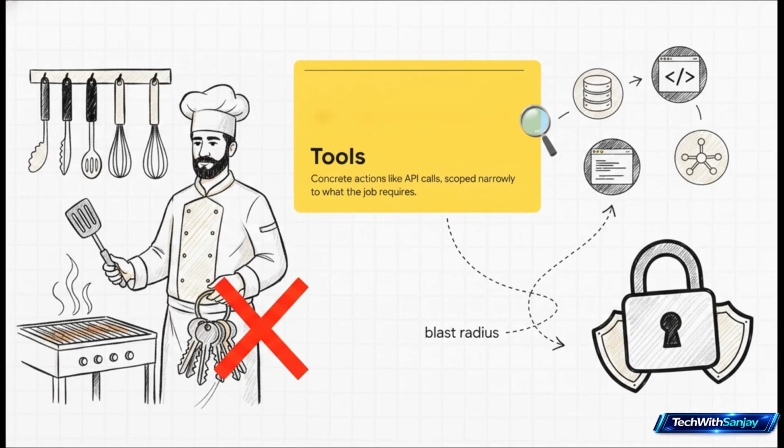Pillar 3, tools. These are the concrete actions your agent can actually take in the outside world, making API calls, running queries, executing code, that sort of thing. But here is the critical part. They must be scoped incredibly narrowly to what the job actually requires. A huge mistake is giving every single agent access to every single tool, just in case. If you do that and an agent hallucinates, you've just blown your security blast radius wide open. Like we said with the kitchen analogy, give the grill station a spatula, not the keys to the entire restaurant.